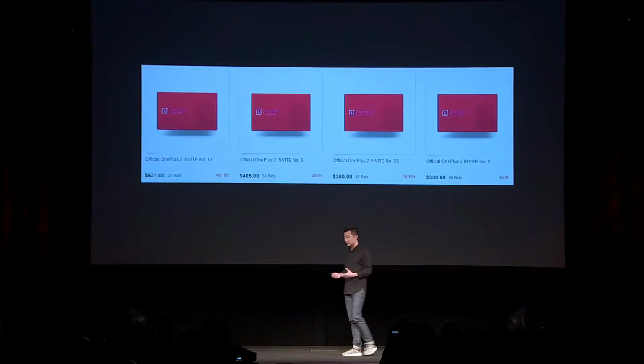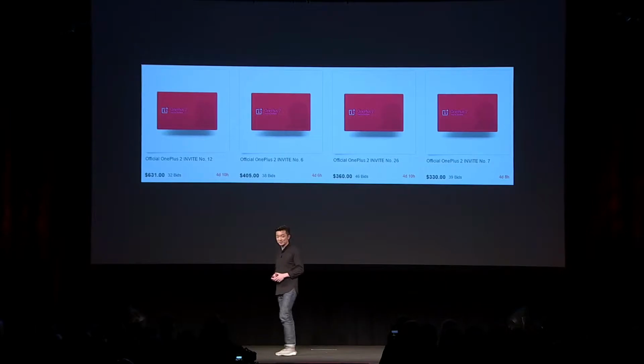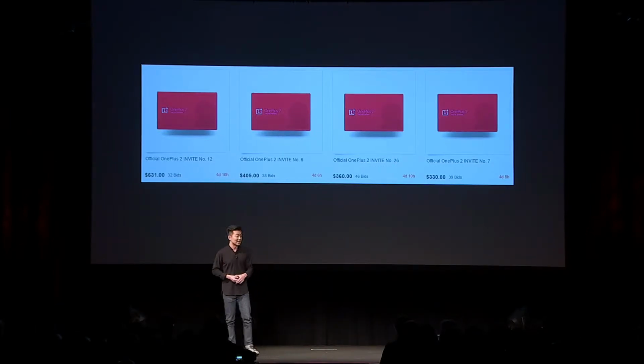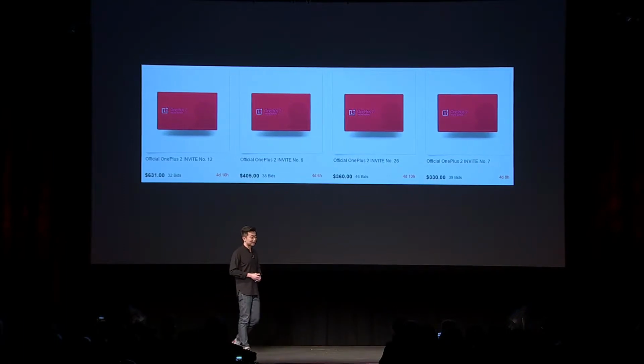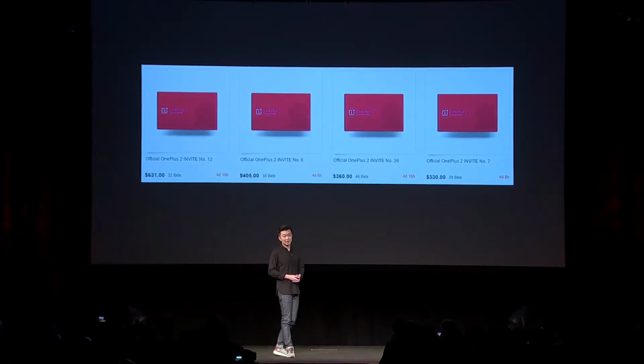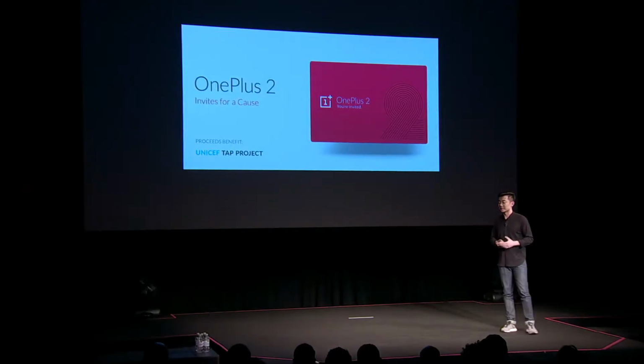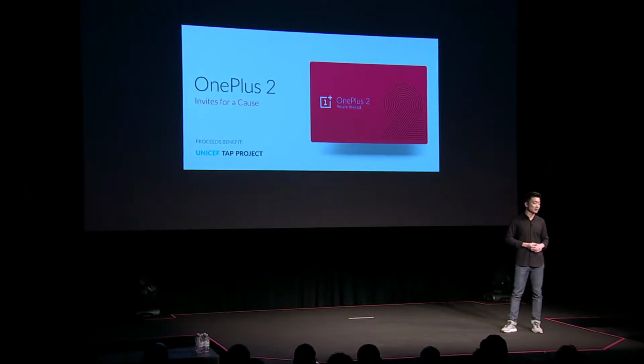Our first product became wildly popular. People were selling invites on eBay for as much as $400 in the beginning. And to be clear, they weren't selling the phone. They were selling the right to be able to buy them. It got to a point where we were like, hey, let's not let these assholes make money. Let's sell the invites ourselves and donate the money to charity instead. So we worked together with eBay and the UNICEF TAP project on selling invites for the OnePlus 2.